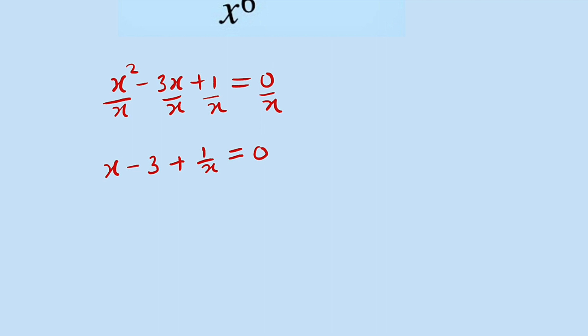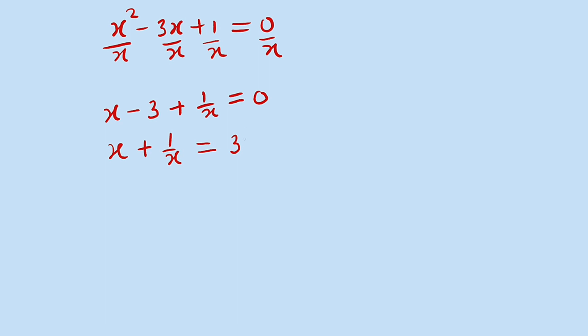Now let us take negative 3 to the right. We have to the left x plus 1 divided by x equal to positive 3. Next, let us square both sides. We want to square this, and also we have to square this.